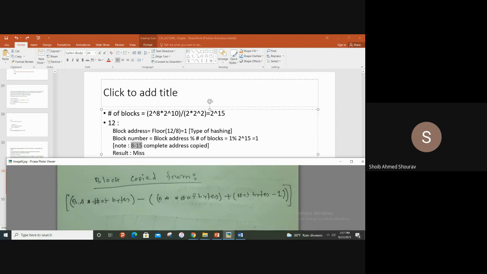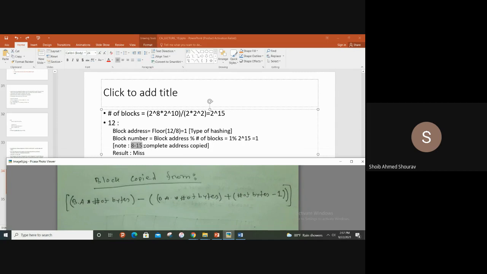Again, block address into number of bytes. It will be 8 plus number of bytes minus 1. Number of bytes is 8, minus 1 is 7. So 8 plus 7 will be 15. So it is 8 to 15.